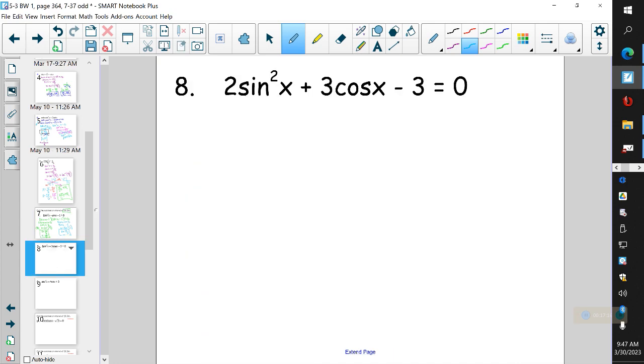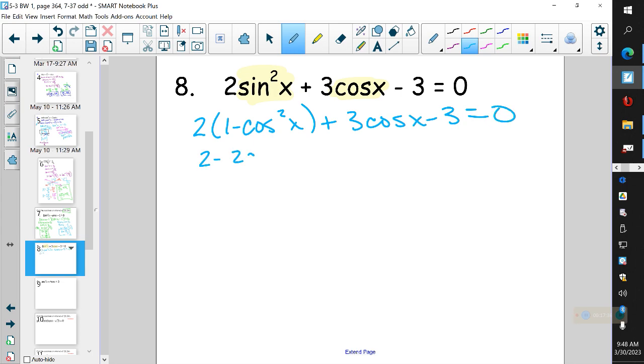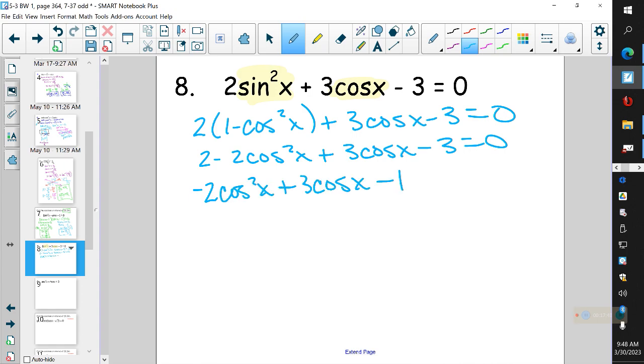Okay, next, number 8. Now, in this problem, we have 2 different trig functions, and one is squared, so that means I have to keep the cosine, and we're going to go ahead and make this a 1 minus cosine squared of x. And we're going to simply distribute and factor. So 2 minus 2 cosine squared of x plus 3 cosine of x minus 3 is equal to 0. So we are going to make this a negative 2 cosine squared of x plus a 3 cosine of x minus a 1 is equal to 0. Now when I do this, I am either going to bring everything over to the right hand side or pull out a negative 1, and that's what I do here for you.